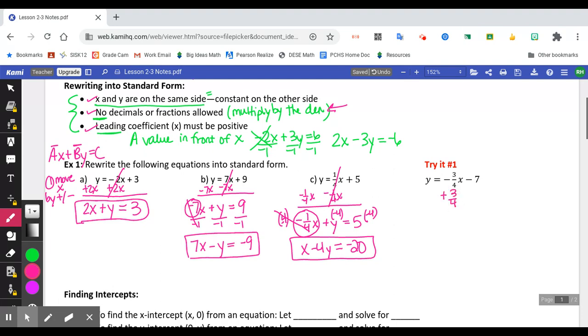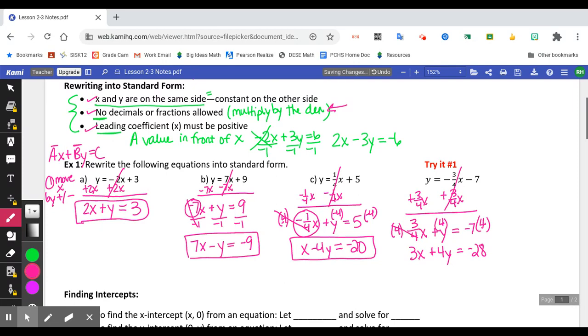We're going to add 3/4 x to the other side. So 3/4 x plus y equals negative 7. This has a fraction, so I'm going to multiply by the denominator to get rid of it. That's gone, and now I'm left with 3x plus 4y equals negative 28.